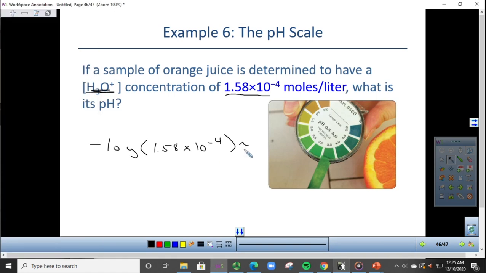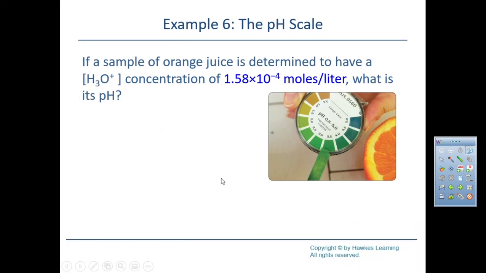So approximately 3.8. And it makes sense for this negative log to be there, right? Because if not, this is going to end up being negative. And a negative times a negative is giving us that positive pH. So again, just plug in your concentration with the negative log.